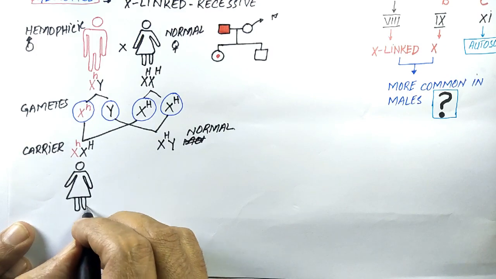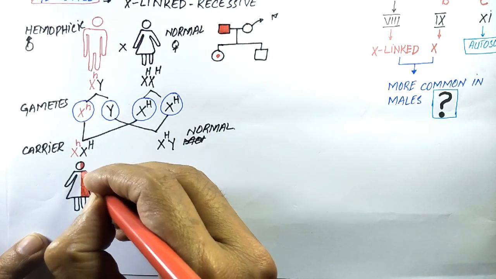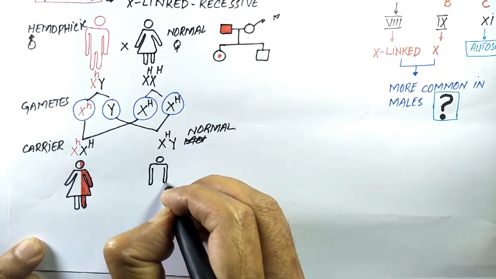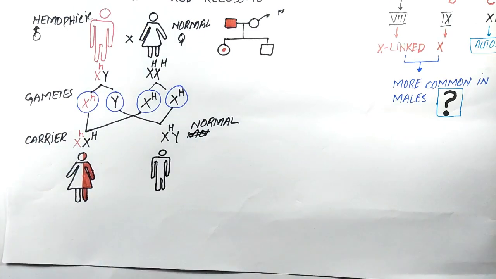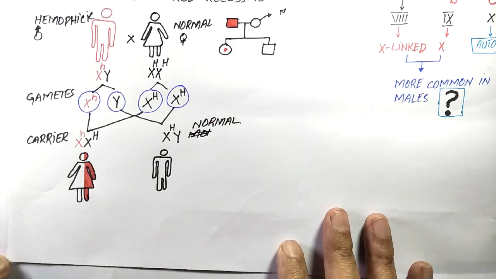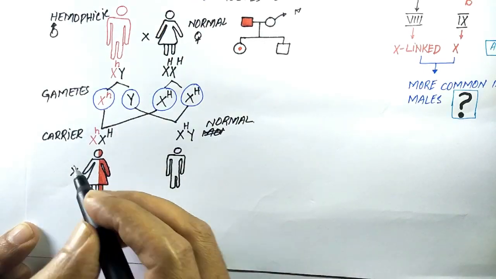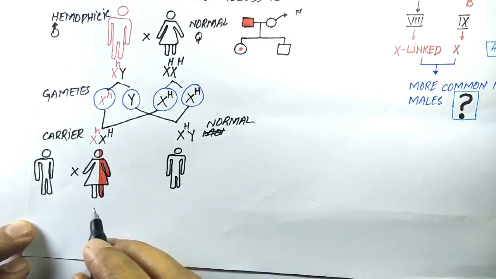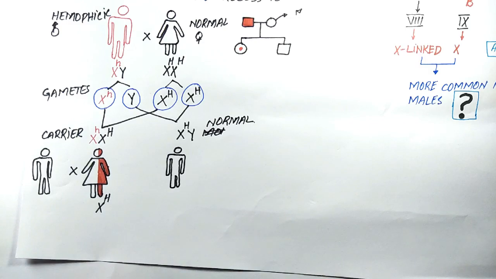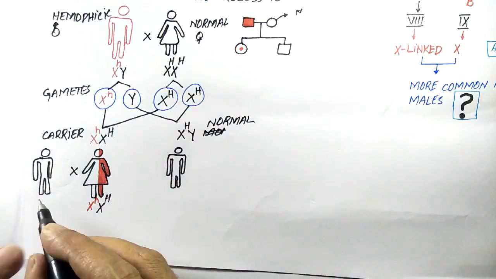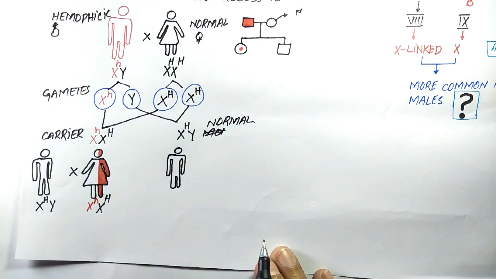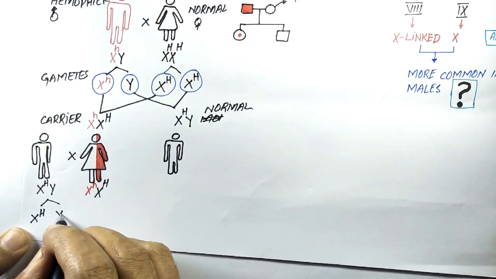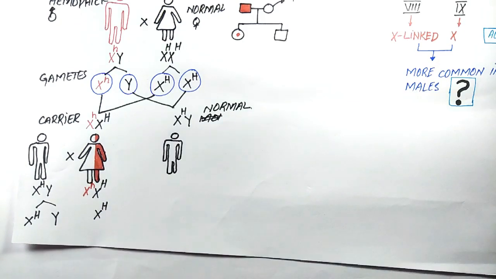Carrier means they carry the gene but do not express it due to the presence of the dominant gene on the other X chromosome. We represented the carrier daughter with half filled in red. This carrier daughter can pass this hemophilic gene to her offspring, both males and females. When she marries a normal male, there is a 50% chance of their son becoming hemophilic due to the transmission of the X chromosome containing the hemophilic gene to her sons.